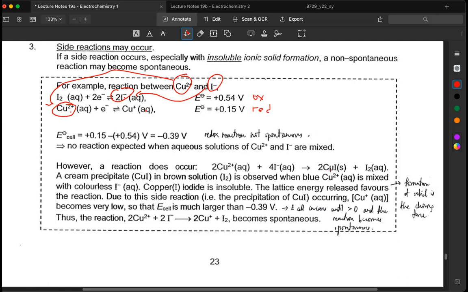the product compound. So due to this side reaction, which is the precipitation of copper 2 iodide, your copper 2 ion becomes very low. Then when the copper 2 plus ion becomes very low, your E° cell becomes larger than this. Okay, so this will increase. So your E° cell becomes larger than negative 0.39 as calculated here. In fact, it will increase until greater than 0 and the reaction becomes spontaneous.